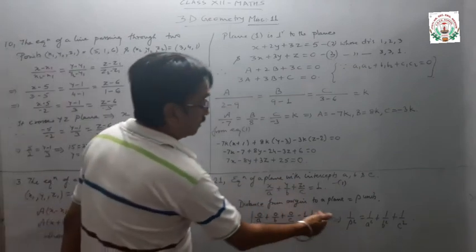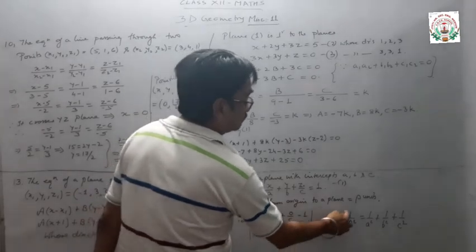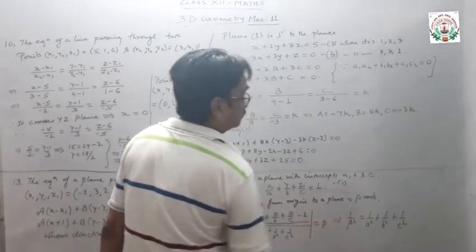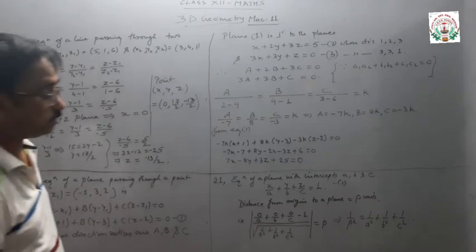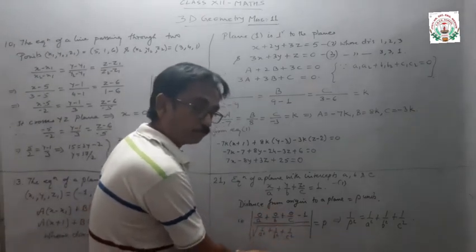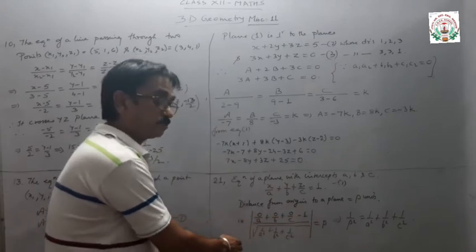So after squaring both the sides, at last we will get the result 1 by p square equals to 1 by a square plus 1 by b square plus 1 by c square. This simplification you have to do, don't write it directly. Okay?